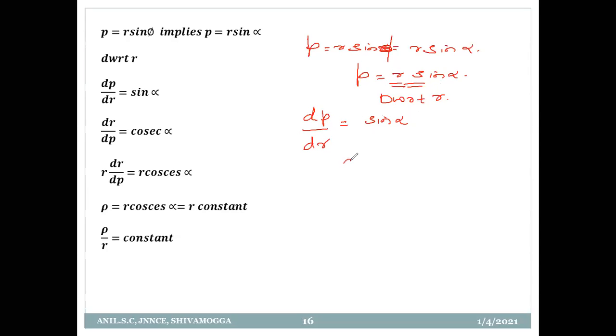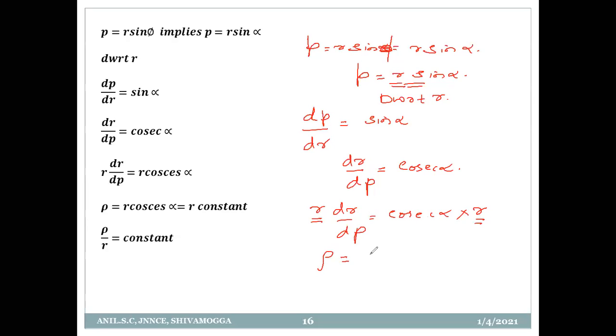Therefore, take the reciprocal of this. dr by dp is equal to the reciprocal of sin alpha, which is cosecant alpha. Multiply both sides by r. You get r into dr by dp is equal to cosecant alpha into r. And r into dr by dp is the radius of curvature. I have given you this expression.